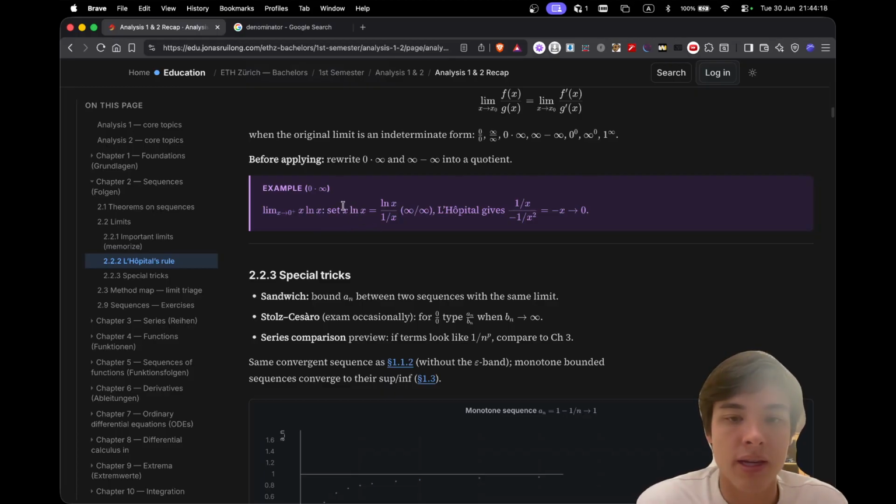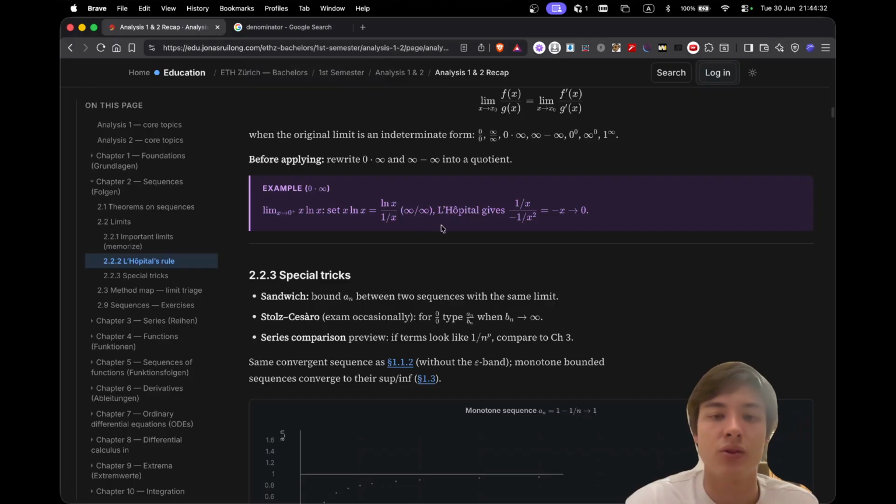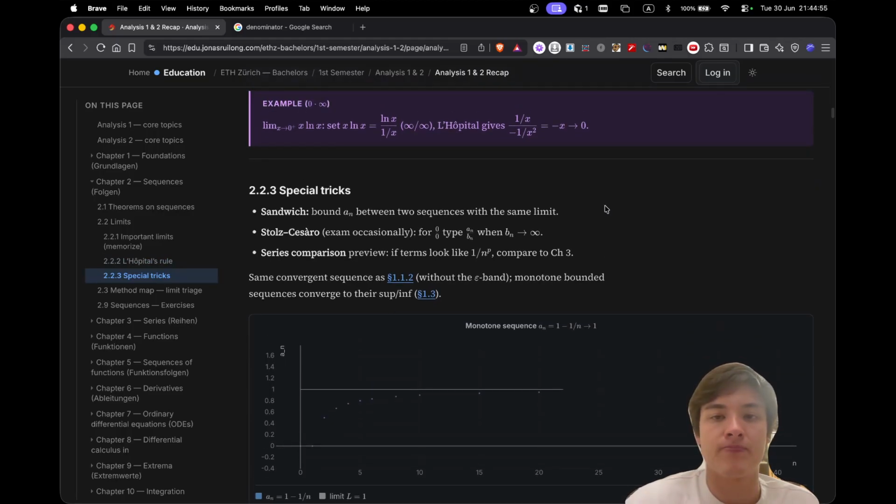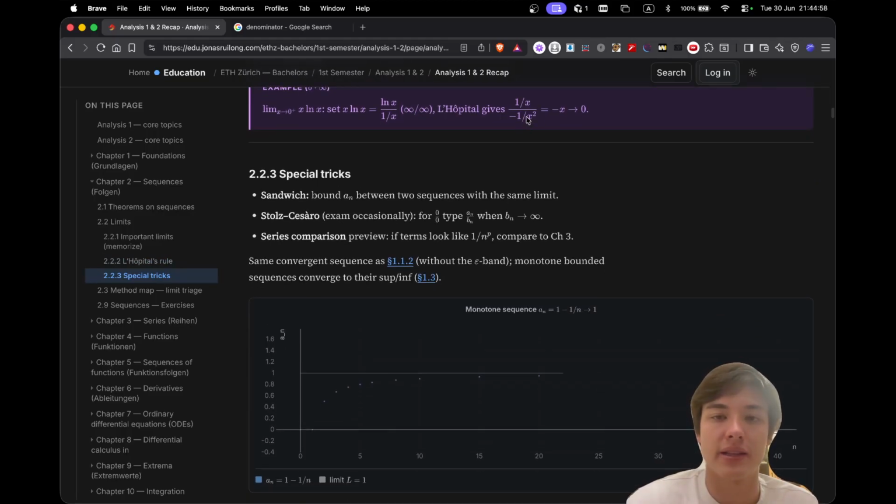So x times ln x, we can rewrite that to this factor. So this would be infinity times infinity, but we can do the derivative, and then here we would see, oh, this goes to 0 faster, right? Or I mean, this cancels out, 1 is left, and it goes up, so it's like minus x, and that goes to 0. So basically meaning this goes to infinity faster.